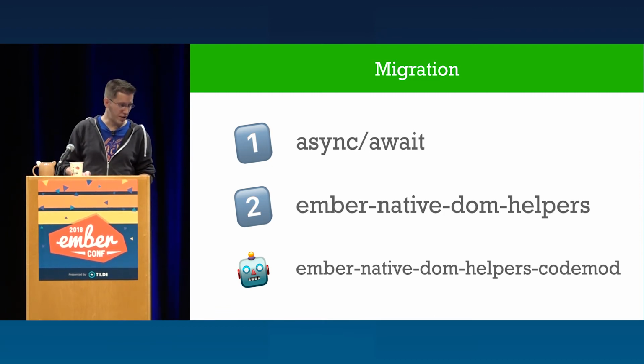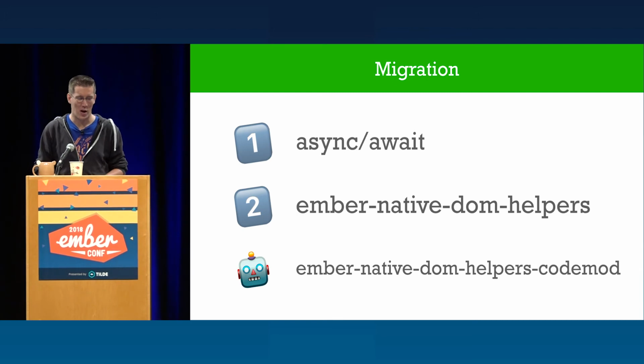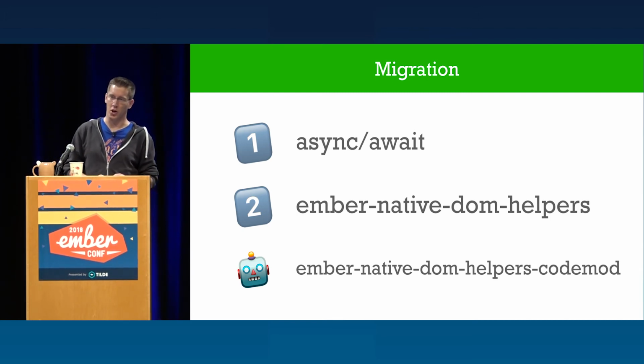Great news, we have a robot, or code mod. It's called Ember native DOM helpers code mod. If you run that, it will automatically transition you to the new APIs, well, to async await and the native DOM helpers.